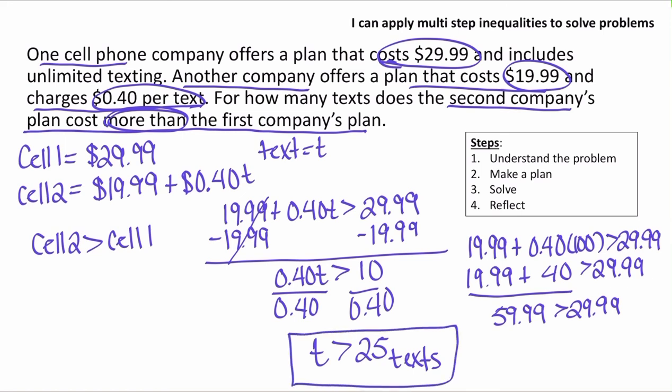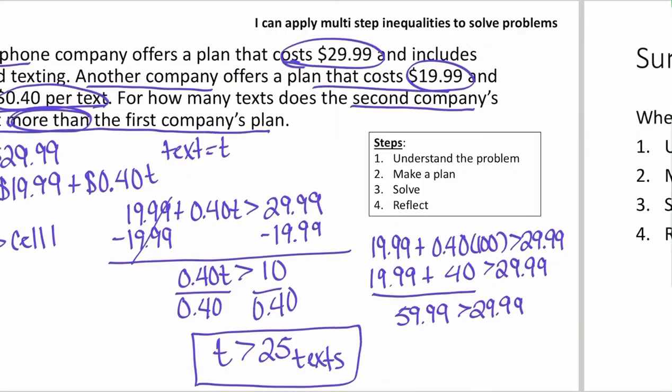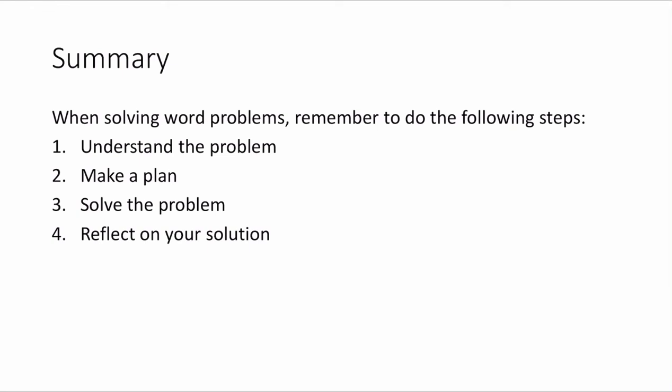So for T greater than 25 texts, cell phone company 2 is going to be more expensive than cell phone company 1. Remember, when you're solving word problems, do these steps: start off by understanding the problem, then make a plan, solve the problem, and then reflect on your solution.